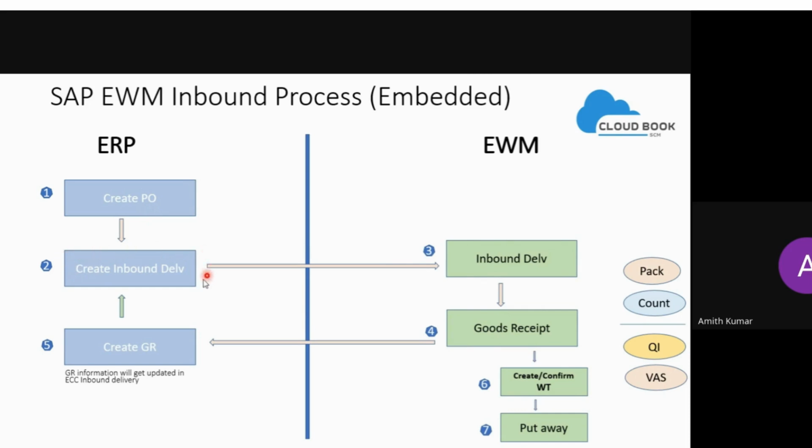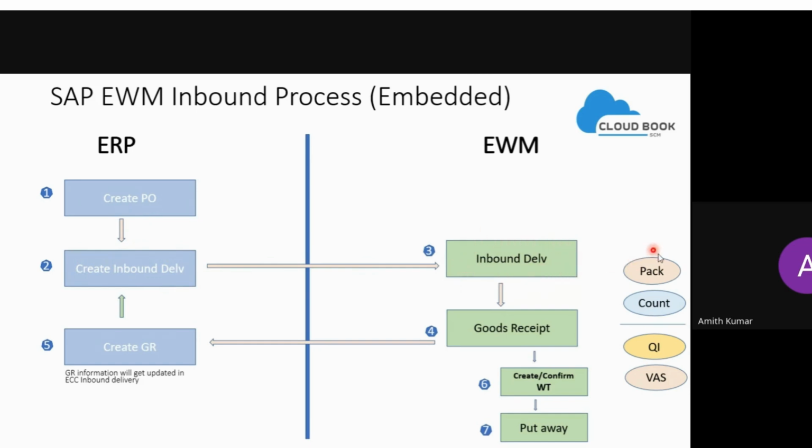So based on that, we create the inbound delivery, or our material management guys create the inbound delivery in the system. Now, this is the trigger point for EWM. Once the inbound delivery is created in ERP, it gets replicated to EWM. So in EWM you see we have the inbound delivery replicated. Now the warehousing activity gets started.